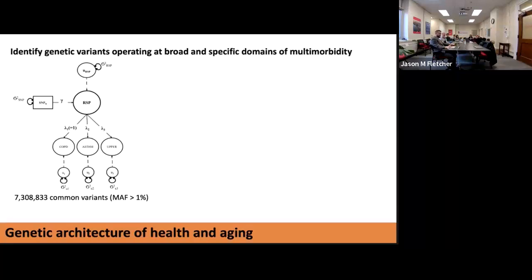The factor loadings, these lambda coefficients, relate the factor to each of the individual diseases. The U terms represent residual genetic risk that is specific to each particular disease. Our model, of course, accommodates individual variants, which allows us to identify these regions in the genome with broad effects on respiratory function.